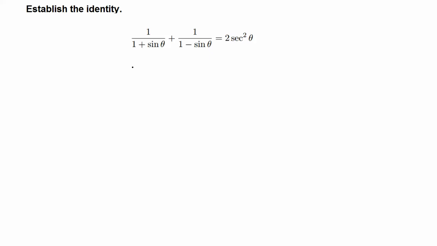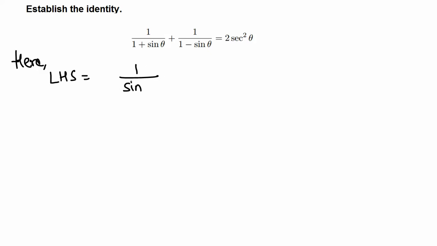Establish the identity 1 over 1 plus sine plus 1 over 1 minus sine equals 2 secant square. Obviously the left hand side is more complicated as we have two fractions to combine, so we want to start from the left hand side. So here, the left hand side is, let me copy this down, leaving some room, because when we combine we have to make a common denominator.